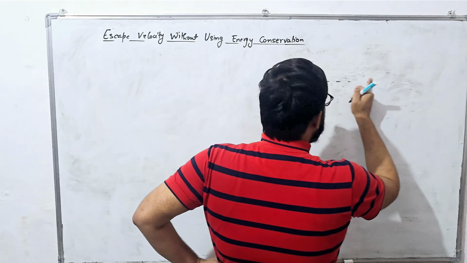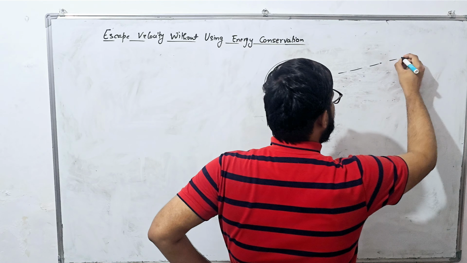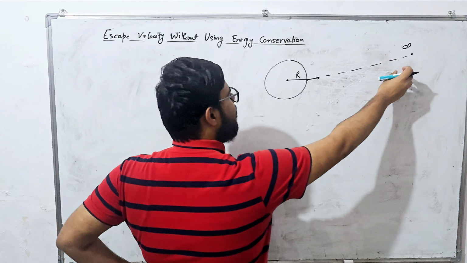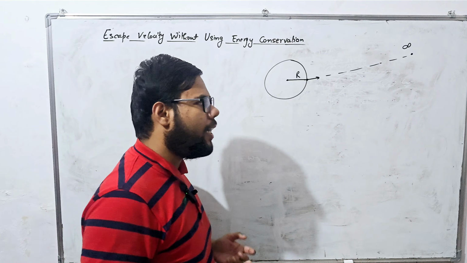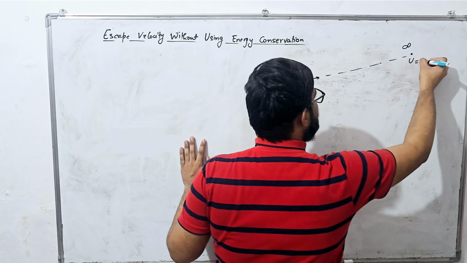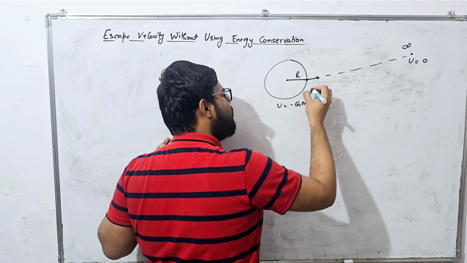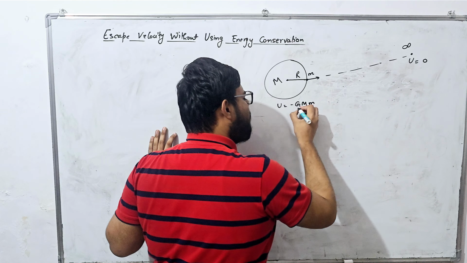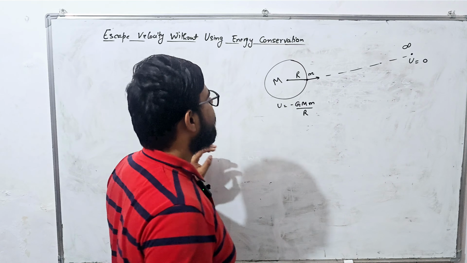So of course, suppose it escapes and it goes to infinity. Let's assume over here. At infinity there is no gravitational influence of this planet, so that is why we are assuming at infinity. So here the potential energy will be 0. And here the potential energy is equal to negative GMm, where M is the mass of the planet and m is the mass of that body, divided by r, the radius of this planet.